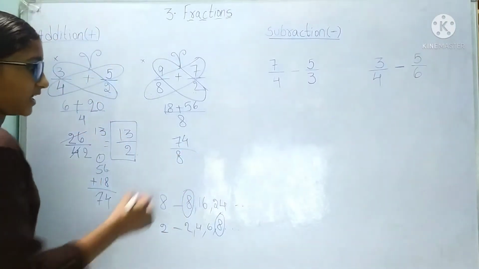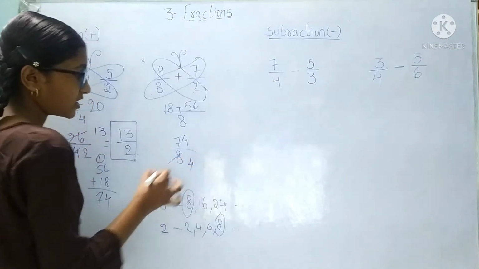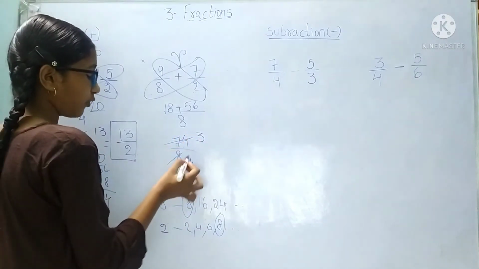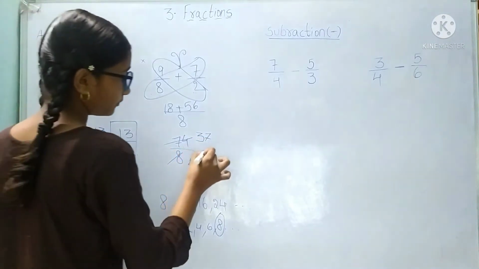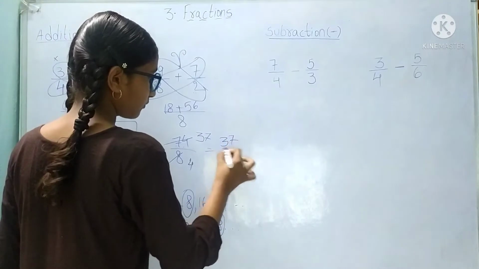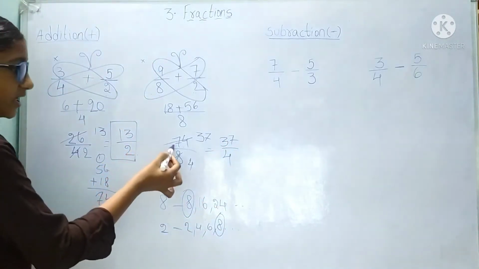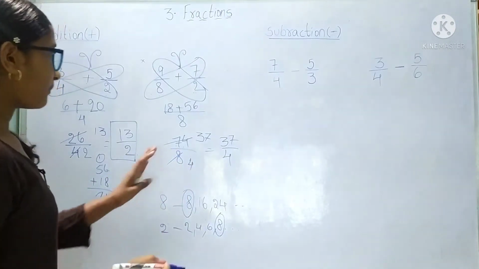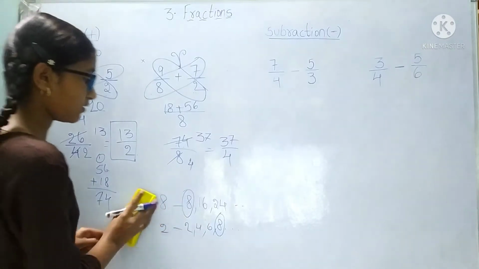We can also cancel it: 2 4s are 8, 2 3s are 6, and 2 7s are 14. So 37 by 4. If you don't want to cancel, you can simply leave it as 74 by 8 only. Okay, but I am cancelling here. No problem, whether we cancel or not.